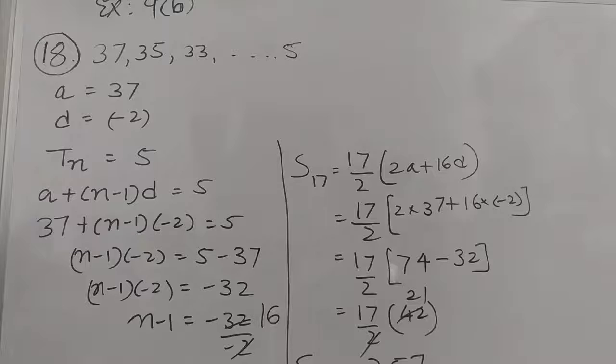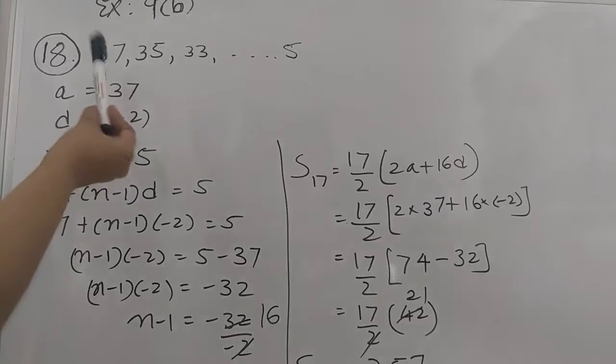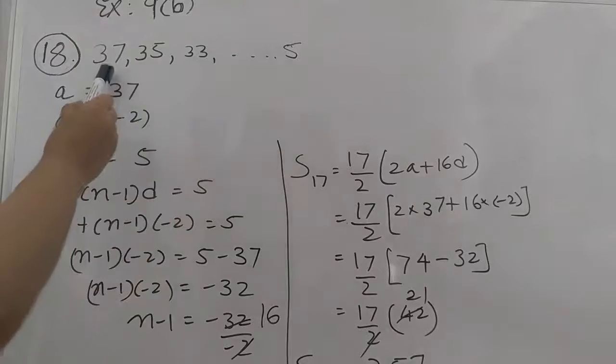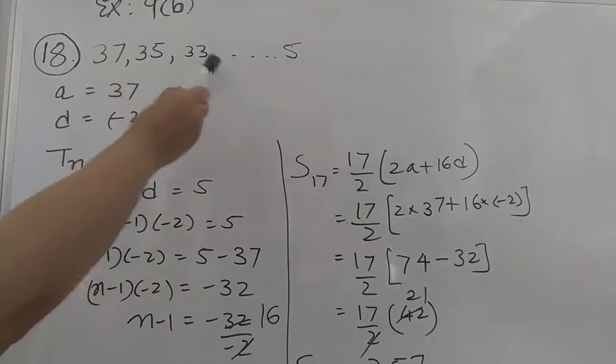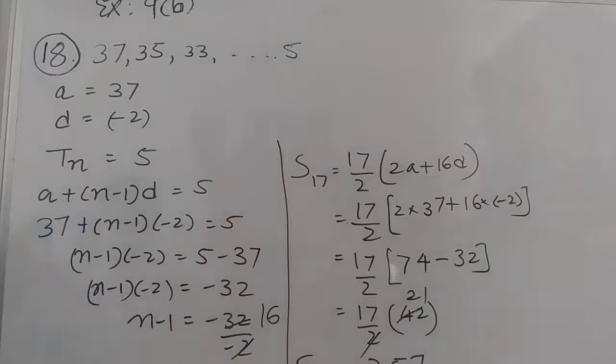Exercise 9B, question number 18. In a nursery, 37 plants have been arranged in the first row, 35 in the second, 33 in the third, and so on. If there are 5 plants in the last row, how many plants are there in the nursery? So here the number of plants given I have written in the form of an AP: first 37, then 35, 33, and last 5.